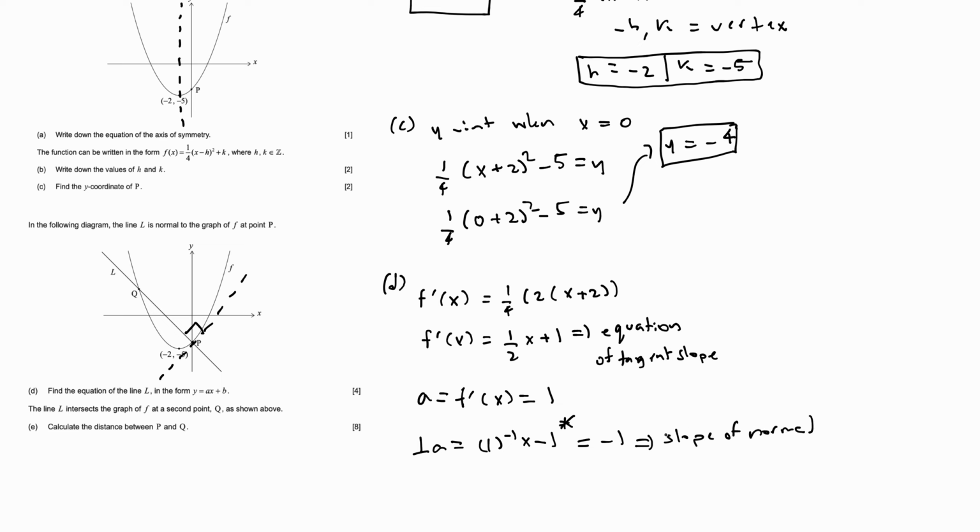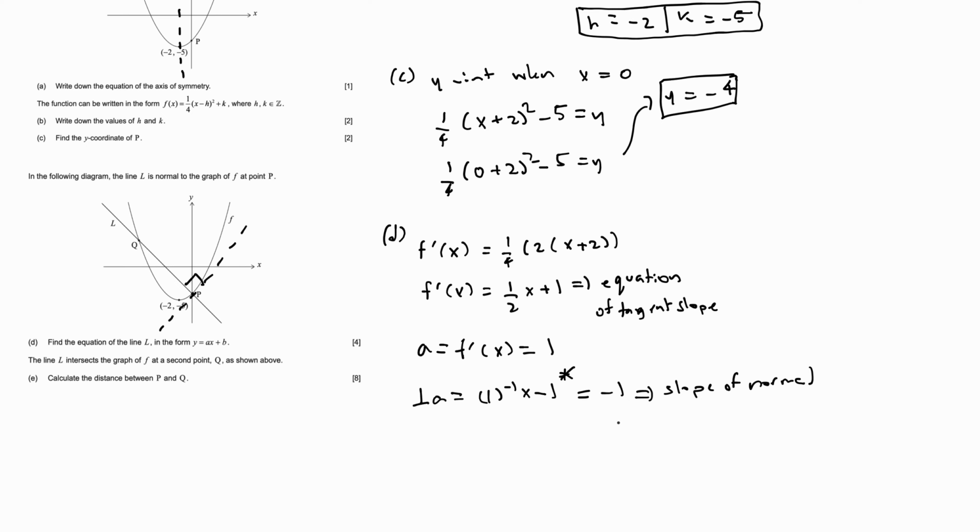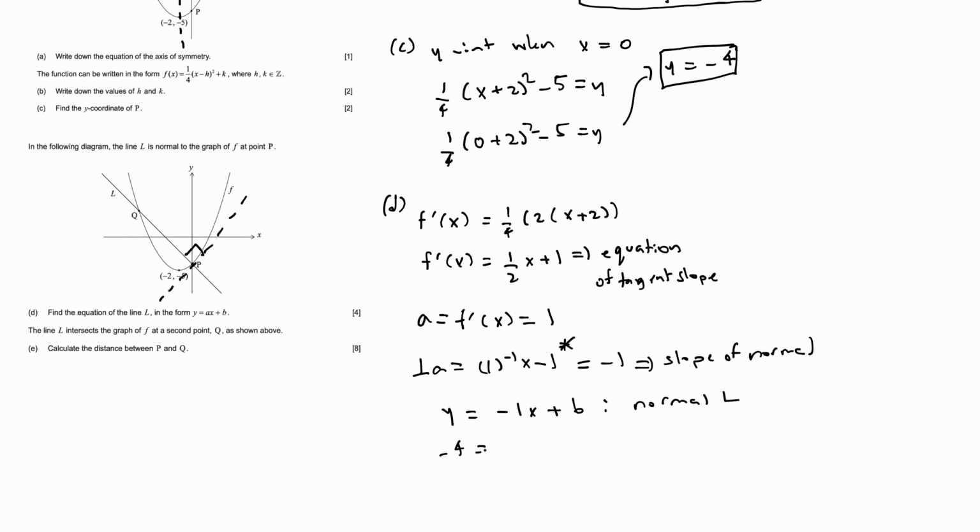Now let's substitute this into the equation for our normal. What is the equation for our normal? It must be in the form of y is equal to mx plus b, so that'll be y is equal to -1x plus b. Now how do I find out b? Well, let me substitute in the coordinates of P, which is (0, -4), into the equation of the normal L. That will be -4 is equal to -1 times 0 plus b. So b is equal to -4. So the normal L is y is equal to -x minus 4.